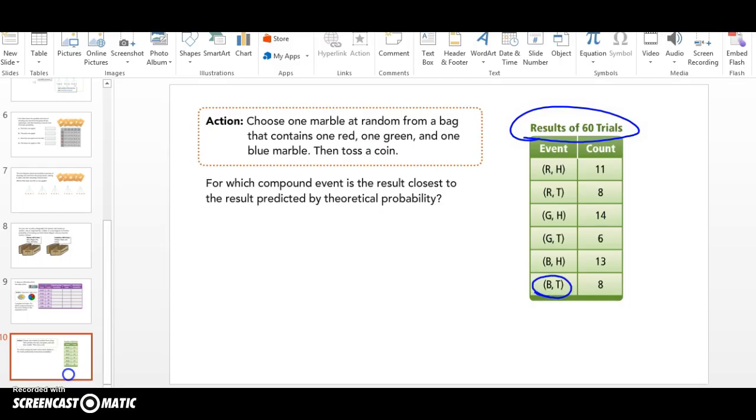What are my chances of getting a blue and a tail? 1/6. It's still 1/6. It's the exact same as the other one. Okay, how would I figure out 1/6 of 60? Someone other than Cooper, because he answered last time. How do I figure out 1/6 of 60?